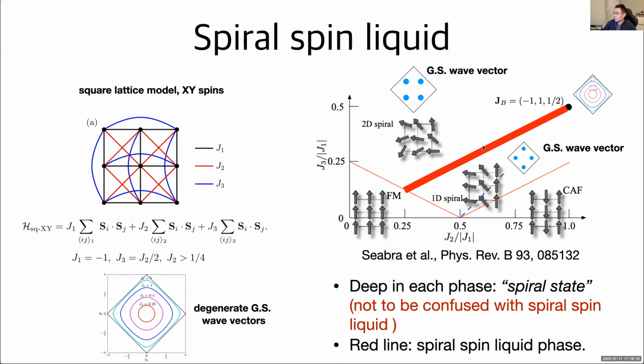And on this thick red line is where something interesting happens. Here you have a sub-extensively degenerate ground state. They are not just these points, but instead the wave vectors for these ground states form a circle, a ring, like here. And depending on where you are on this thick red line, the concrete shape of the ring can change, but the topology of the ring is always the same. It is on this thick red line, where these two phases meet, that the spiral spin liquid exists.